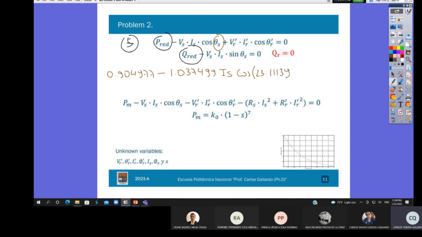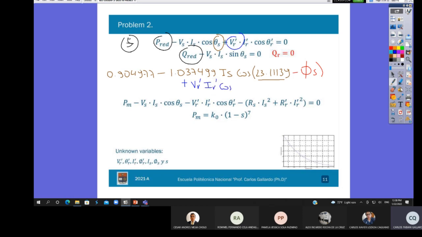Theta is 23.11139. So this is power, and this is only the angle for the voltage, so I need to include the angle of the current because it's power. Plus I will have this voltage. This voltage is unknown, times the rotor current.